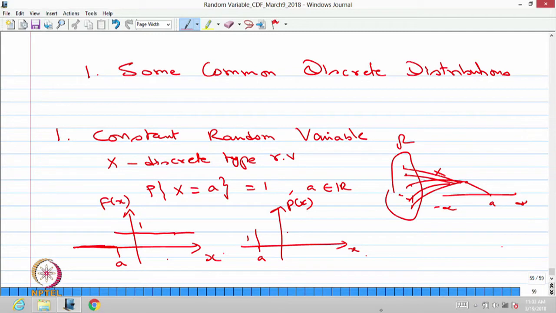Therefore, the probability mass function P of x can be written in an easy way. It is equal to 1 when x is equal to a, and it is equal to 0 when x is not equal to a. So, this is the probability mass function and this is the CDF, and this diagram gives the probability mass function in graphical form.